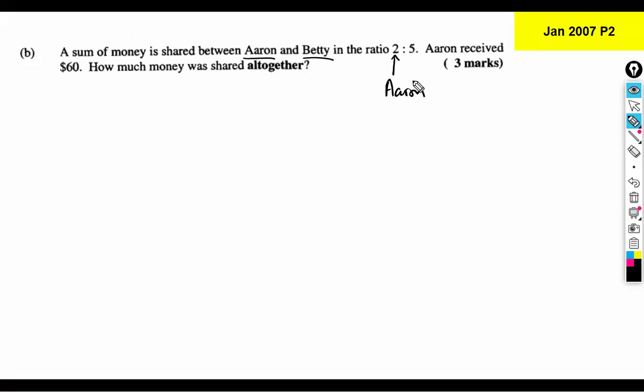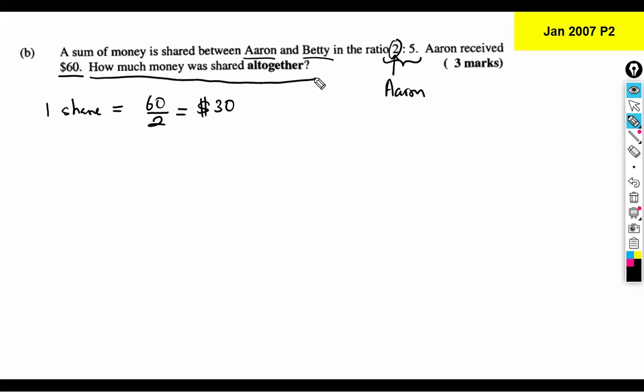So how they would normally tell you to do it in primary school: if 2 shares is equal to $60, then 1 share is 60 divided by 2. I believe that's how they will show you in primary school. 1 share is $30. Now there are 7 shares in all. Remember, they asked you how much money there was altogether. So if it's 7 shares in all, and each share is worth $30, you will get $210 altogether.